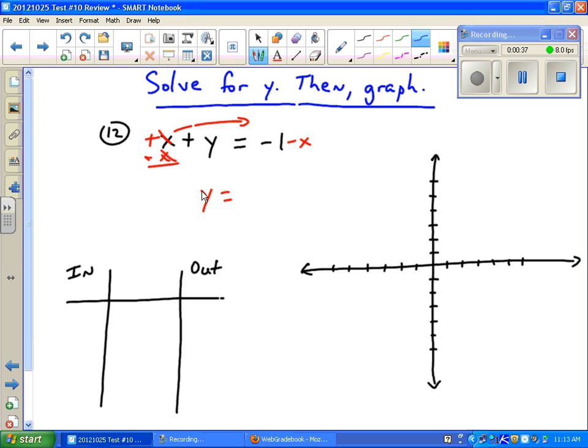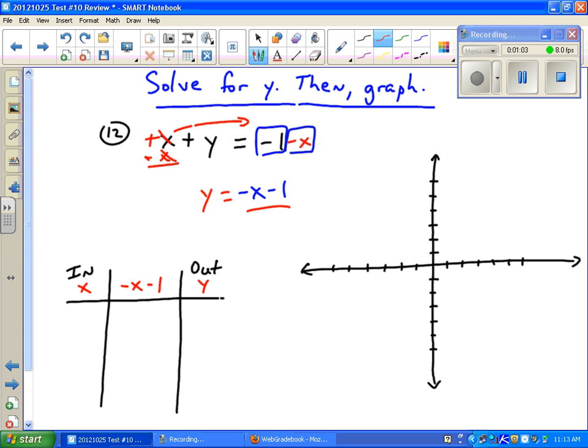Go ahead and change the order of your two terms, -1 and -x, just to put the x term first, and it'll be -x minus 1. Okay, so that's solving for y, and then we can graph it based on that. Go ahead and make your input-output machine. Your input has your x values, your output is where your y's come from, and y equals -x minus 1.